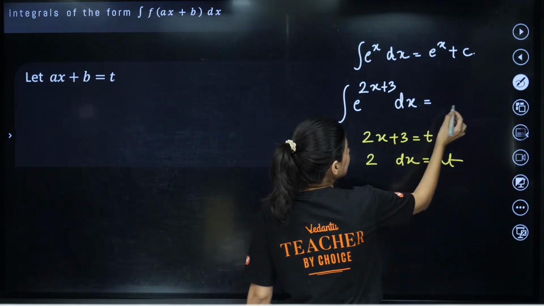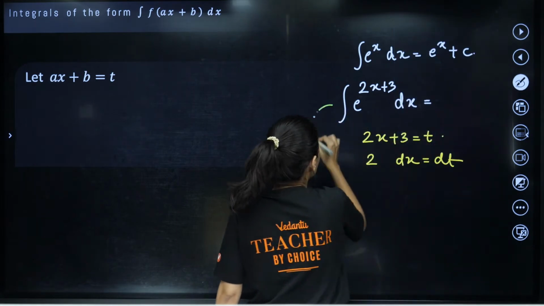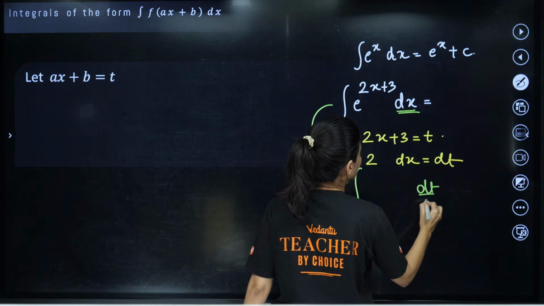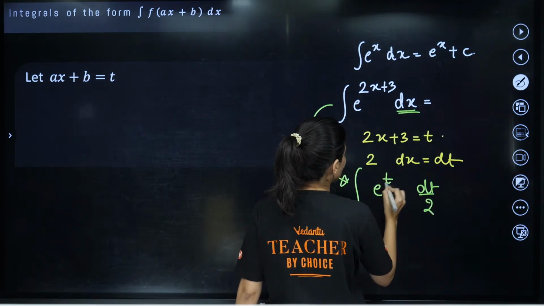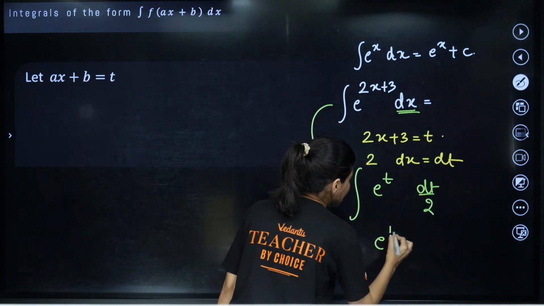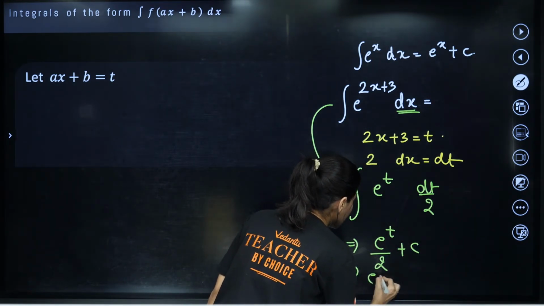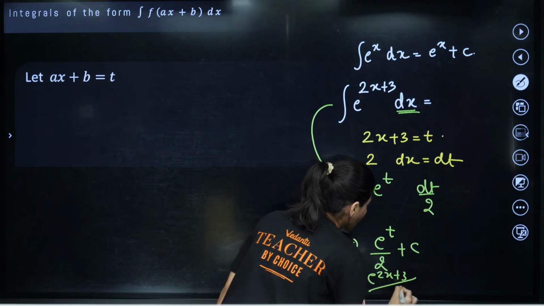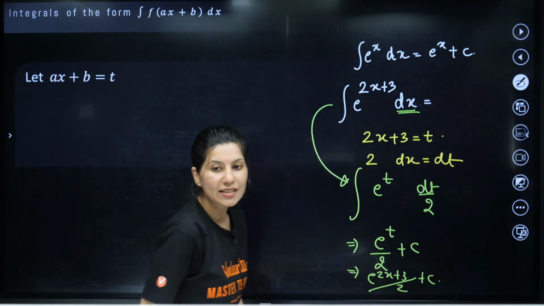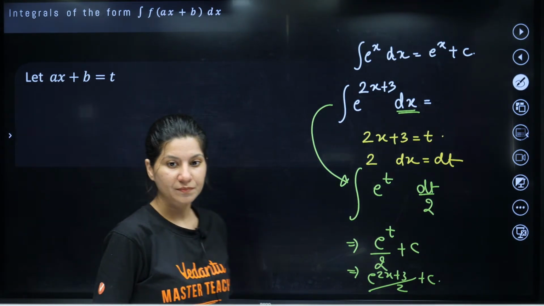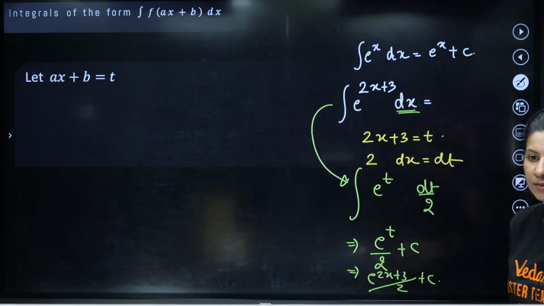Now understand what is happening. dx will be dt by 2. That is one thing. And this is e raised to power t. So integration of e raised to power t is e raised to power t, the half will be the same, plus constant. So this is going to be e raised to power 2x plus 3 upon 2 plus constant. That's how it is done.